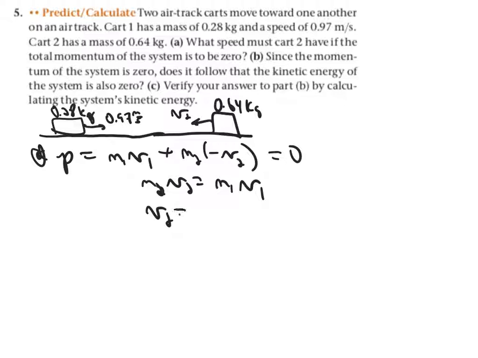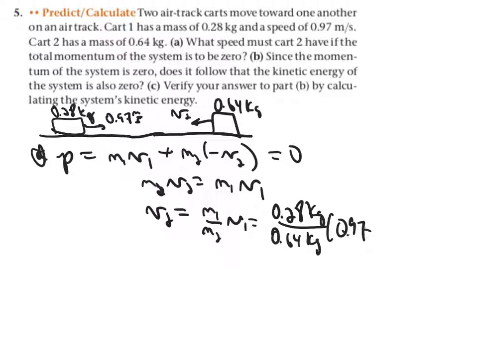And so we get v2 is m1 over m2 times v1, which is 0.28 kilograms over 0.64 kilograms times the 0.97 meters per second. And this is 0.42 meters per second with two sig figs.